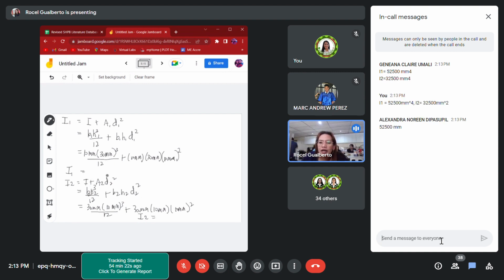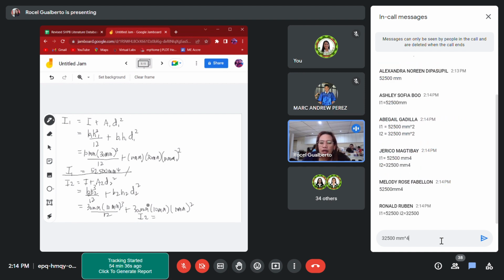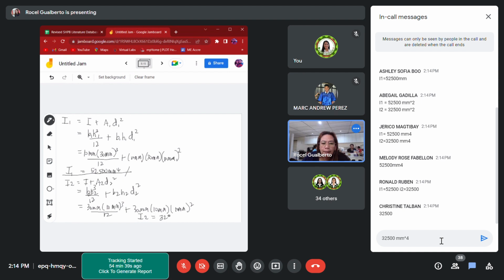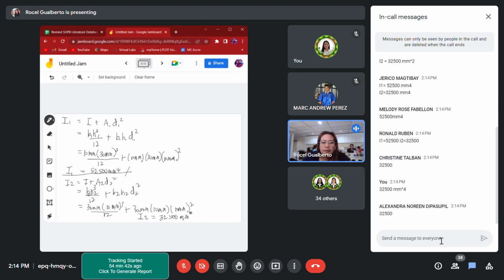52,500. Okay, good. So 52,500 mm to the fourth. The other one, I2, is 32,500 mm raised to the fourth. Look at the unit: our unit is mm to the fourth. Please check: in the first term, mm times mm raised to the third, so that's mm to the fourth. The second term, one, two, and then two again, so mm to the fourth.